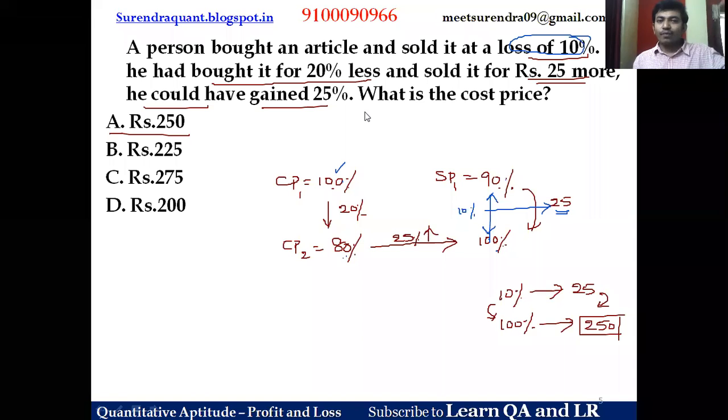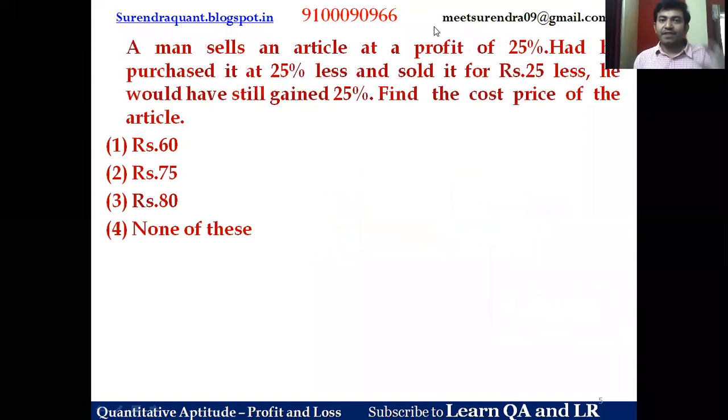Okay, let us do one more such interesting question. What if everything is in terms of 25? Seems to be a tongue twister. Let's see this. A man sells an article at a profit of 25%. Had he purchased it for 25% less and sold it for 25 rupees less, he would have gained 25%. Find the cost price of the article.